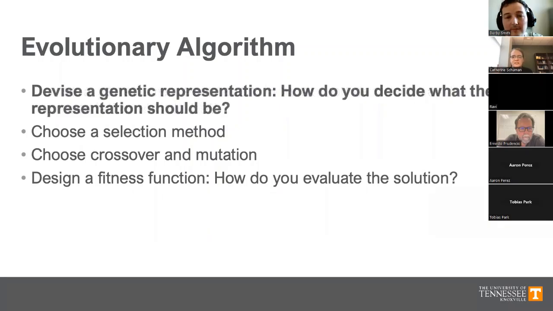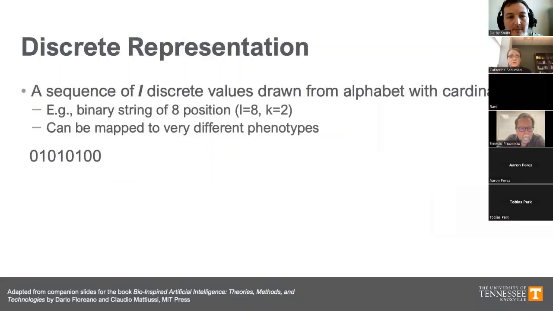So I'm just going to give you one example in this initial discussion of evolutionary algorithms, and then I'll tell you more about them as we go through the rest of the presentation. But one way that you might represent your genome in your population is a discrete representation, which is a sequence of L discrete values drawn from an alphabet with cardinality K, for example, binary strings of some fixed length like 8. So these can be mapped to very different phenotypes.